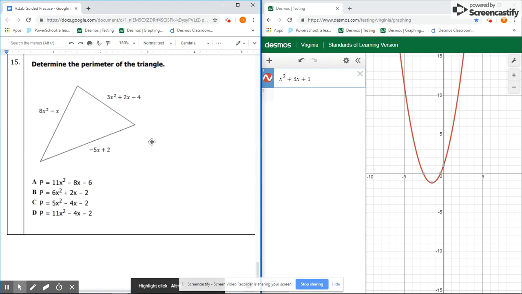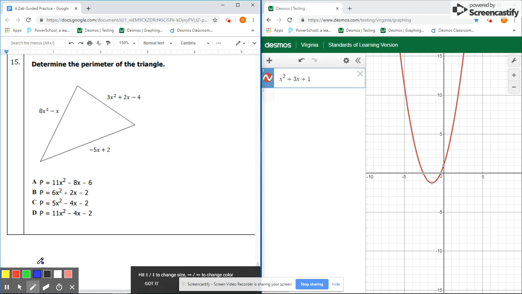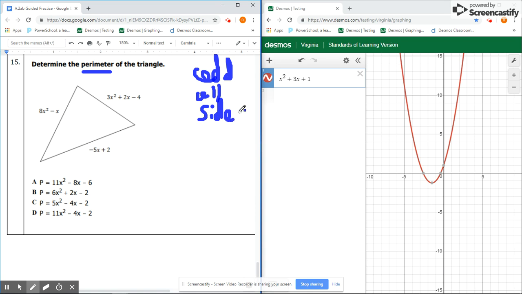And 15, determine the perimeter of the triangle. Perimeter is a big word. Remember, perimeter means add all the sides. Okay, so we need to add all 3 of these sides. You can add all 3 of these sides and see which one of these answer choices would be the perimeter. All right, so why don't you take a few minutes to try number 14 and number 15.